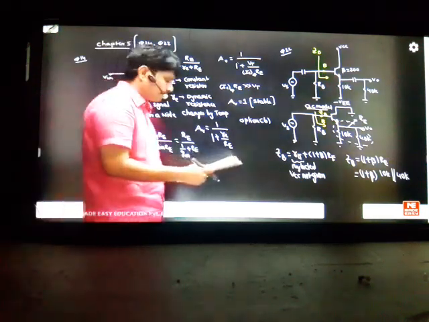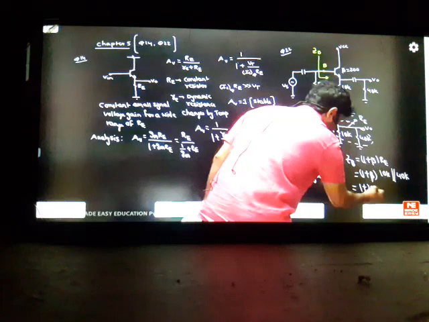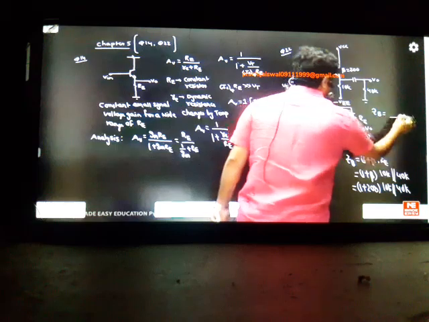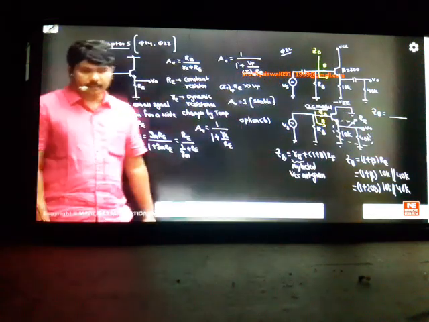So I think you can face this problem. Beta is given as 200, times 10K parallel to 40K. So please solve this one. ZB, how much will ZB be? Base resistance. It will come in mega ohms, I think. Solve it. How much is coming?